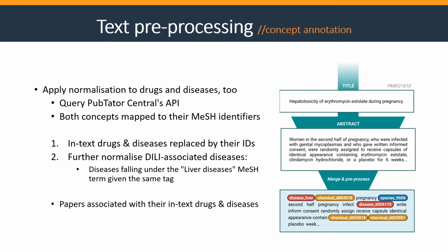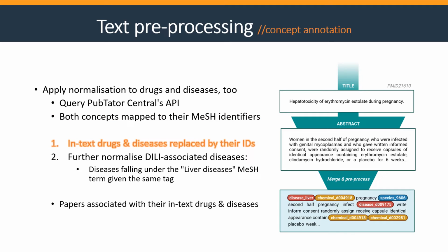Then the next stage of text preprocessing is concept annotation. Here we essentially want to extend the normalization that I just talked about to drugs and disease as well. To do this, we use a tool called PubTator Central that also has a public API that we are accessing. PubTator provides annotations for drugs, diseases, as well as species, but most importantly, it normalizes both drugs and diseases to their respective MeSH identifiers.